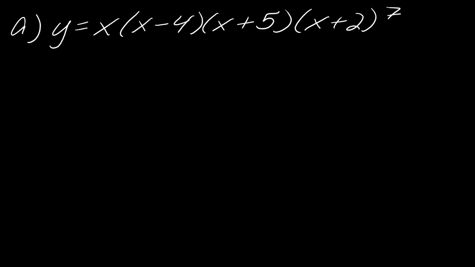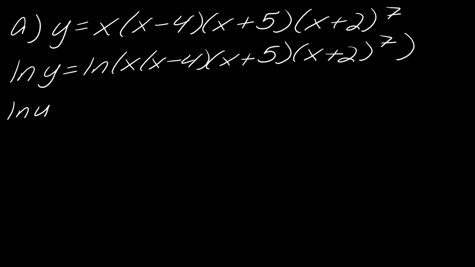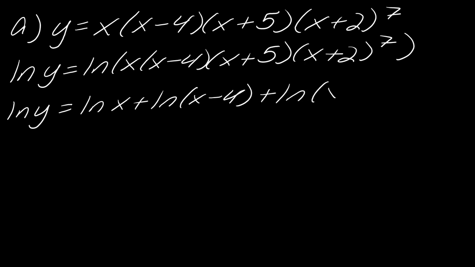To do that, what I have to do is take the natural log of each side, and then I need to expand the right side as far as possible. So that's going to be nice and straightforward in this case. Basically all of these different factors, I'm just going to break them up by addition. So I'm going to write this out as the natural log of x, and then the natural log of x minus 4, and then the natural log of x plus 5, and then the natural log of x plus 2 to the 7th.